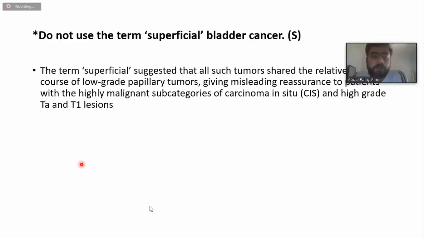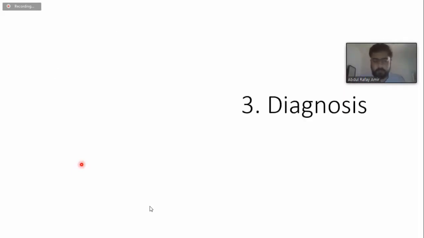Guidelines recommend not to use the word superficial bladder cancer. The term superficial suggests that all the tumors share the same relatively benign course of low-grade papillary tumor, which is misleading or reassuring to patients, with the highly malignant subcategories of CIS and high-grade T1 tumors. So it's not recommended to use these.